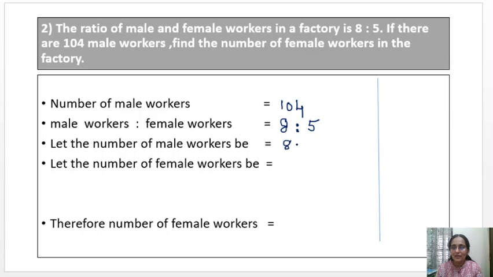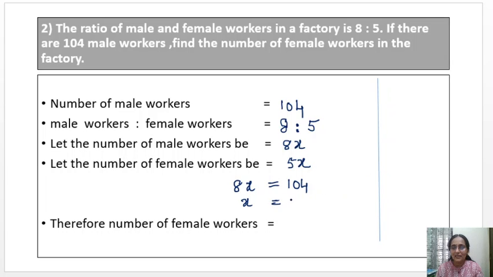Let the number be 8x. Let the number of female workers be 5x. So already we know 8x is 104. It is given, number of male workers. It is given 8x equals 104. You know simple equation. Simple equation chapter you have learned already. You know methods to solve this sum for unknown quantity. Here x is unknown quantity. Very easily you will get the answer.